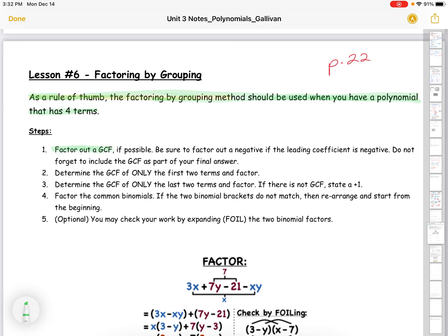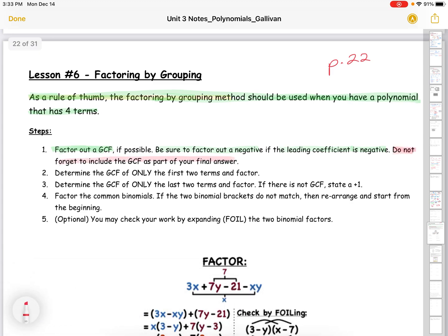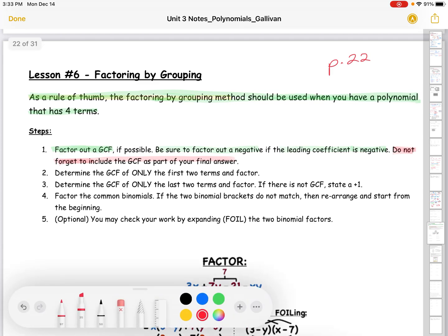As always, we always factor out a GCF first. And also be sure to factor out negatives if the leading coefficient is negative. And don't forget to include that GCF in your final answer, okay? Determine the GCF of only the first 2 terms and factor. So this is after you've taken out the GCF of the whole thing. Then you look at the first 2 terms.